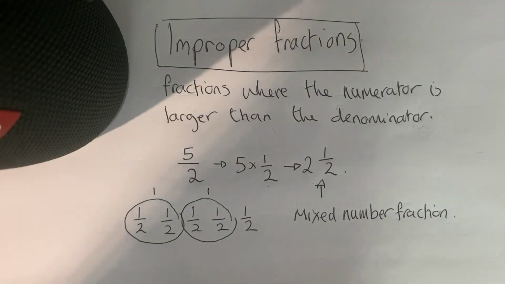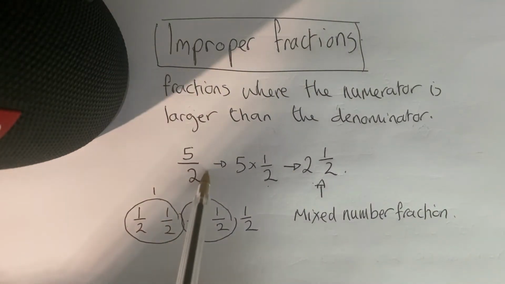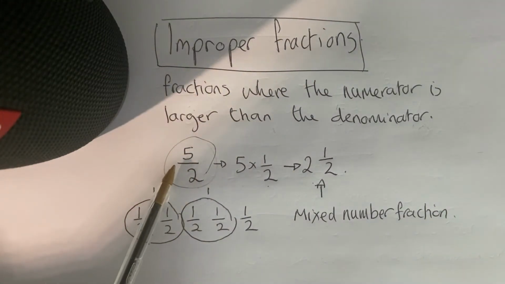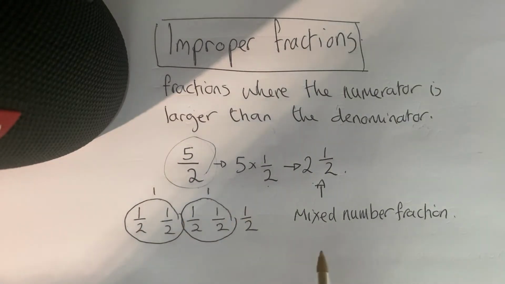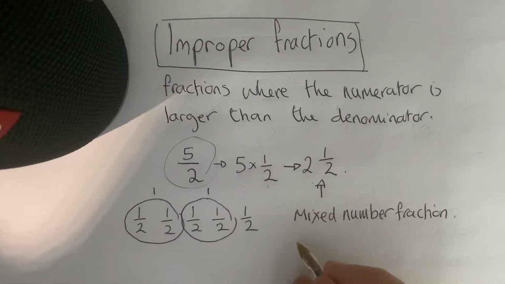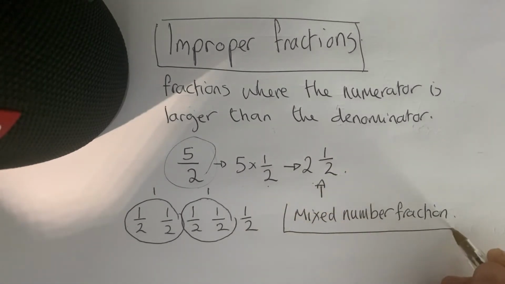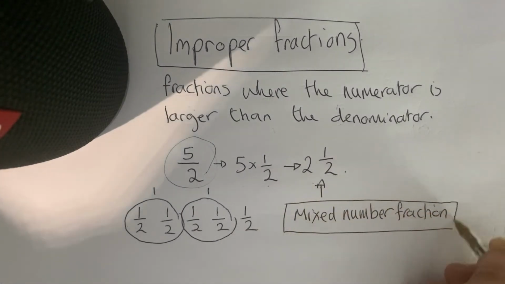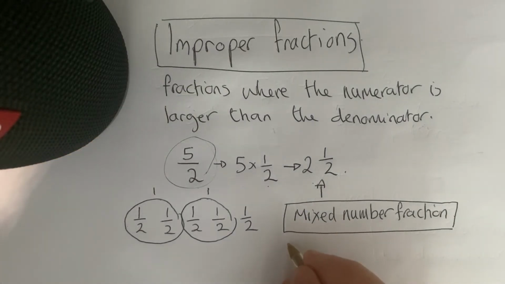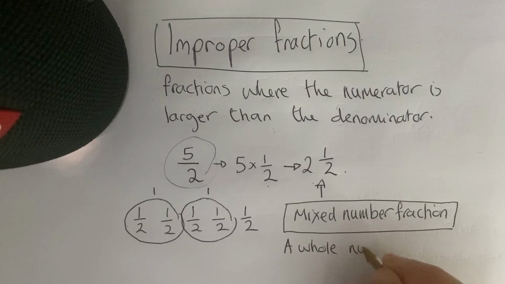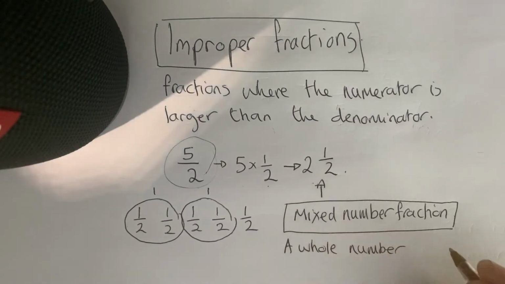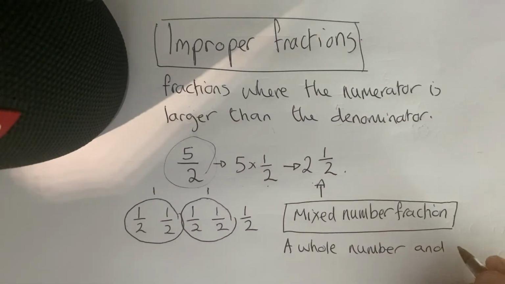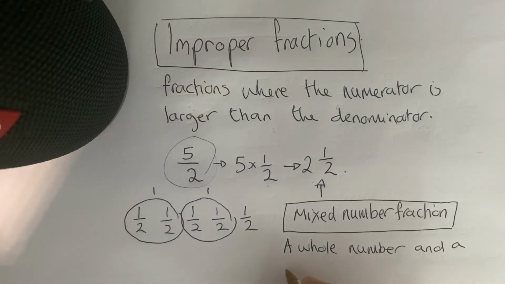Okay, so we've got the improper fraction, which is when the numerator is larger than the denominator. And then we've got a mixed number fraction, which is, I'll put that here and I'll put a definition underneath. This is when we have a whole number and a proper fraction.